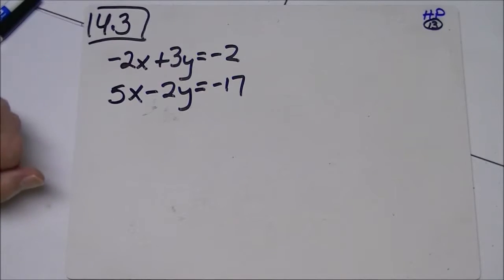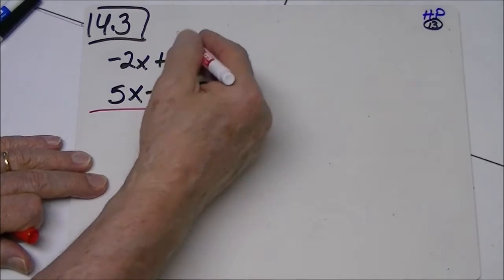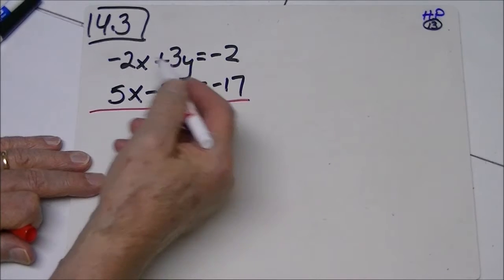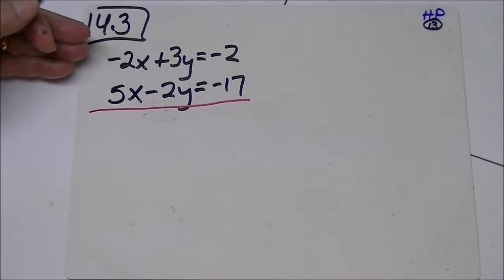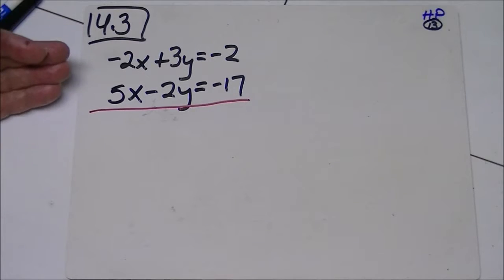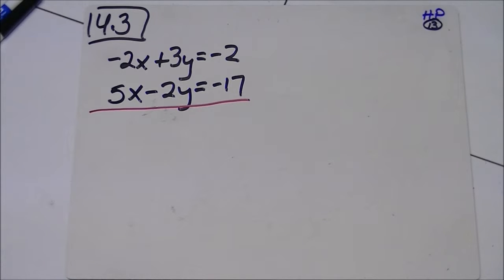Then we look at the equations and see if we put a line underneath them and added them up, would one of the variables be eliminated? And the answer is no. So then we have to say, well, how can we modify the equations so that something would cancel out?